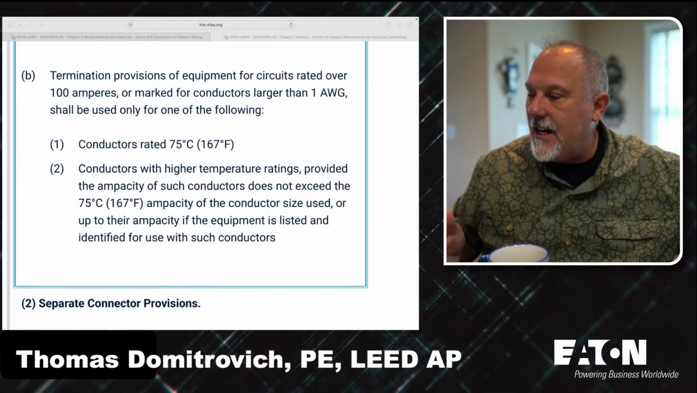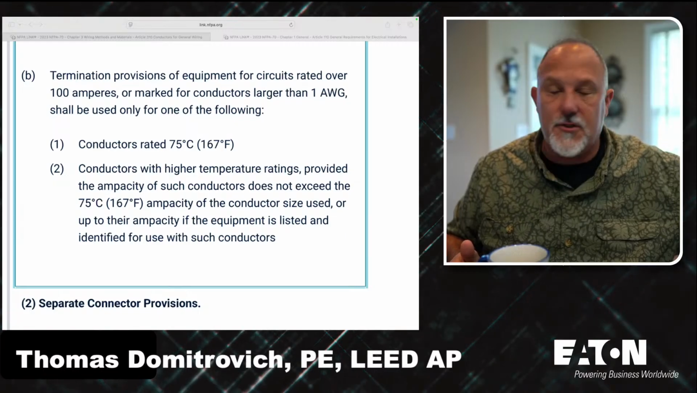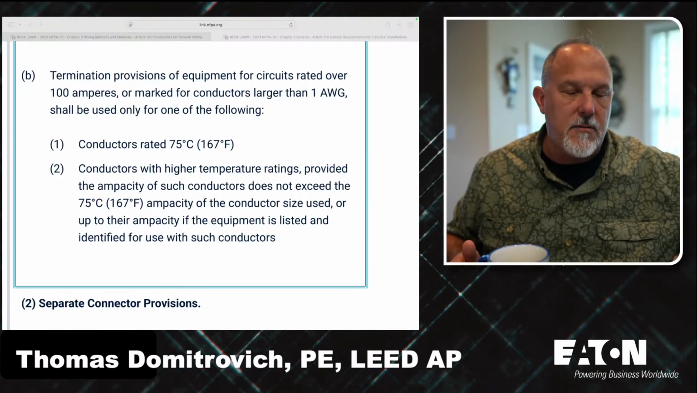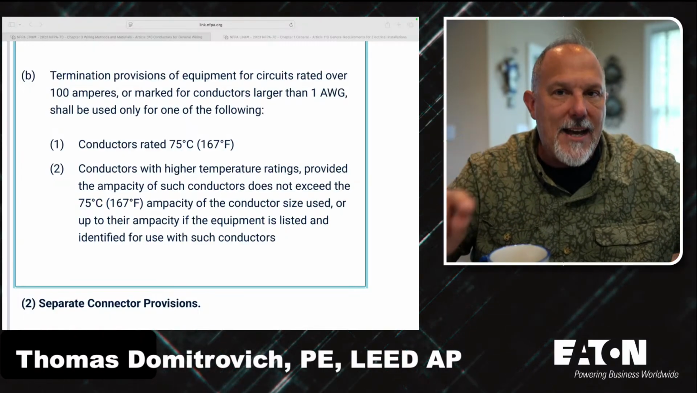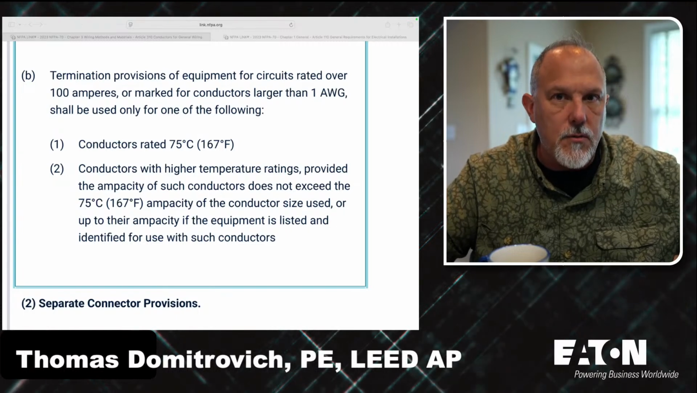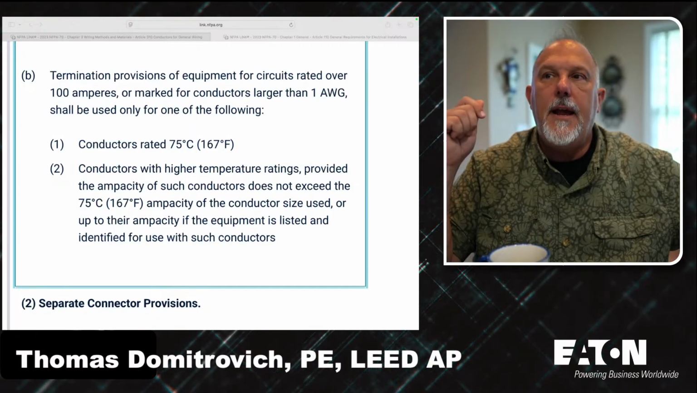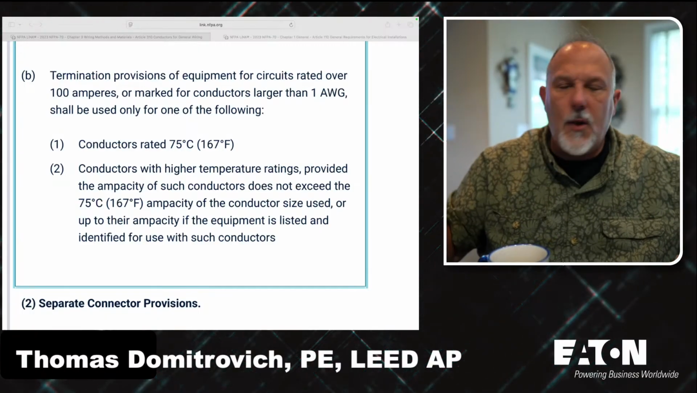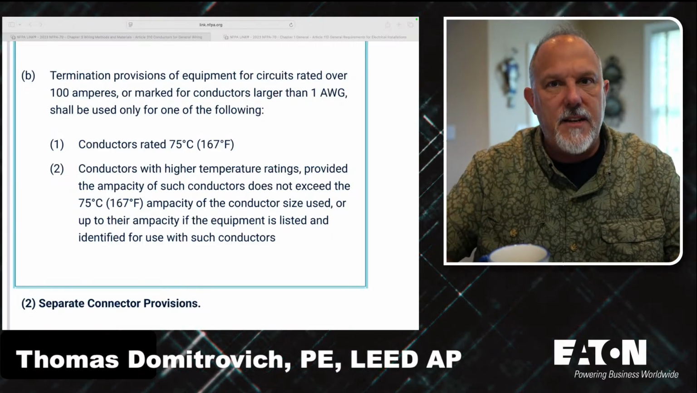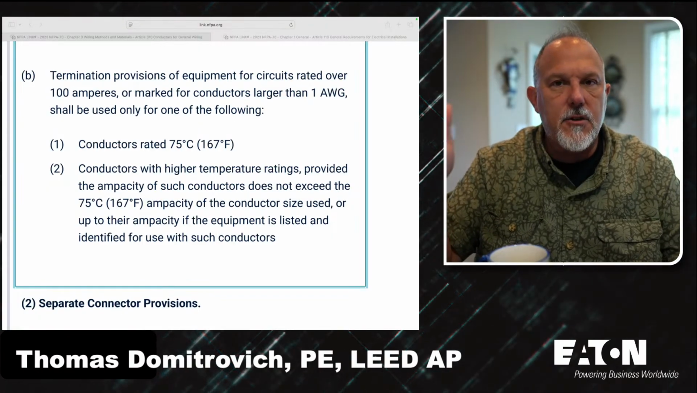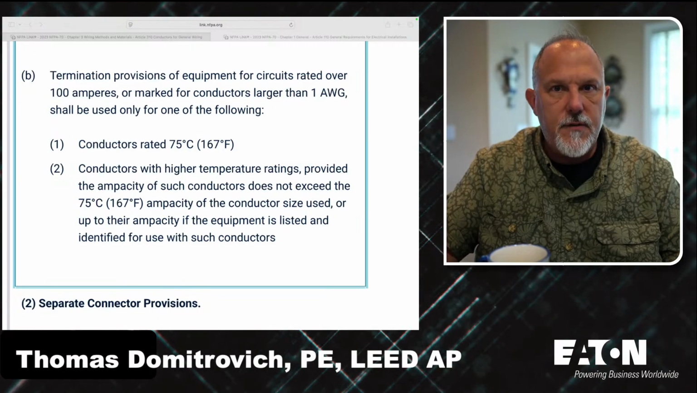Provided the ampacity of the conductors does not exceed the 75 degrees C ampacity of the conductor size used. Well, that doesn't make sense to me. And the reason I say it doesn't make sense is because the ampacity of a conductor is based on conditions of use. It has to do with the number of conductors in a raceway and the temperature. I know what they want to say, but what they're saying doesn't make sense when you understand what ampacity of a conductor is. The ampacity of the conductor doesn't change. It is what it is. It's based upon the conditions of use.